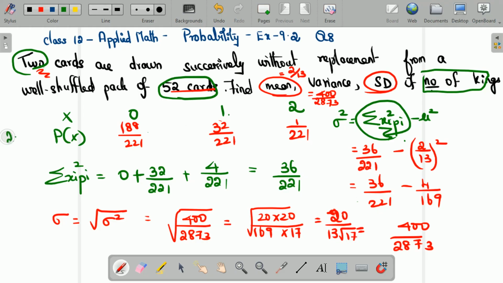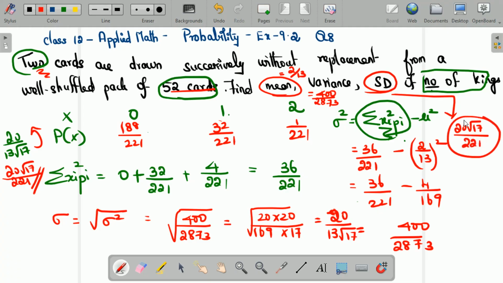So this is nothing but 20 divided by 13 root 17. Because we don't leave the irrationality in the denominator, I'm going to move it to the top. So this will become 20 root 17 divided by 13 into 17, which is equal to 221. So the rationalized value of standard deviation is 20 root 17 divided by 221.